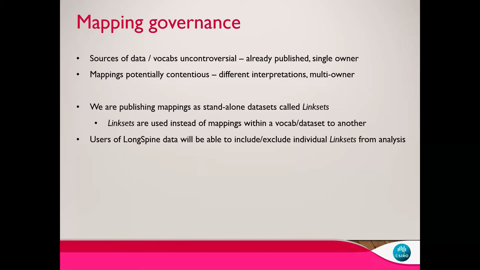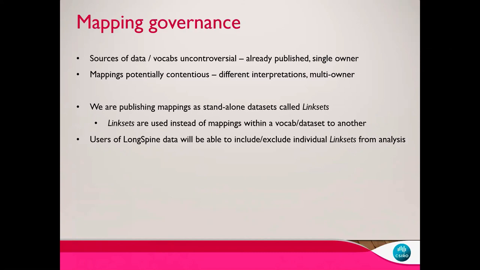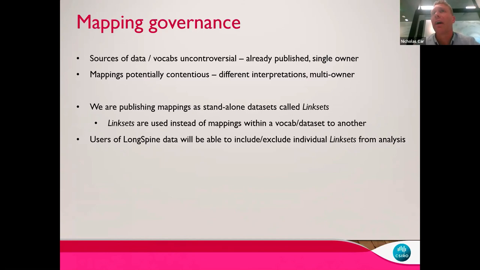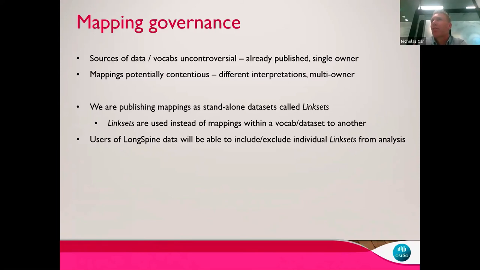So what we're doing, and we're doing this in many projects, is publishing mappings between standalone data sets as individual data sets themselves, and we call those link sets. So they're specialized data sets that just do mappings. And the link sets are used instead of mappings within a vocab. So we don't have a vocabulary of terms with mappings inside it to another vocabulary. Instead, the vocabularies are fairly standalone. That's not always the case. Some of them already contain mappings, that's fine. But when we're creating new mappings, we put them as separate linked vocabularies. And then the users of the project's data are able to include or exclude individual link sets from analysis as they go.